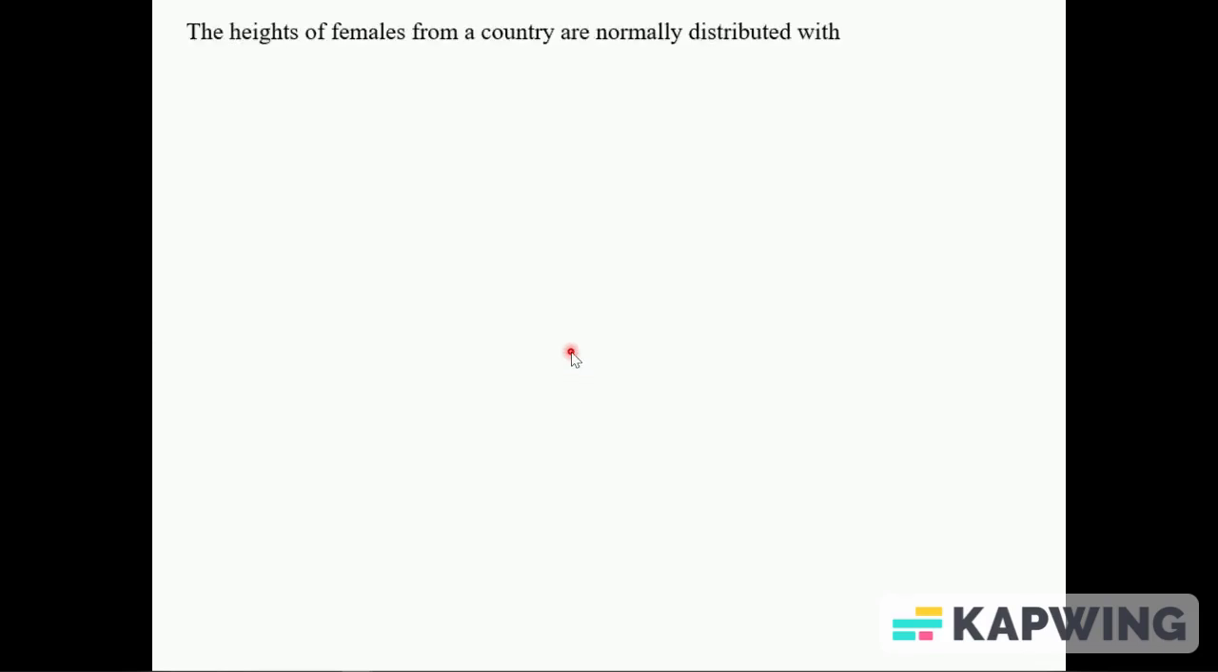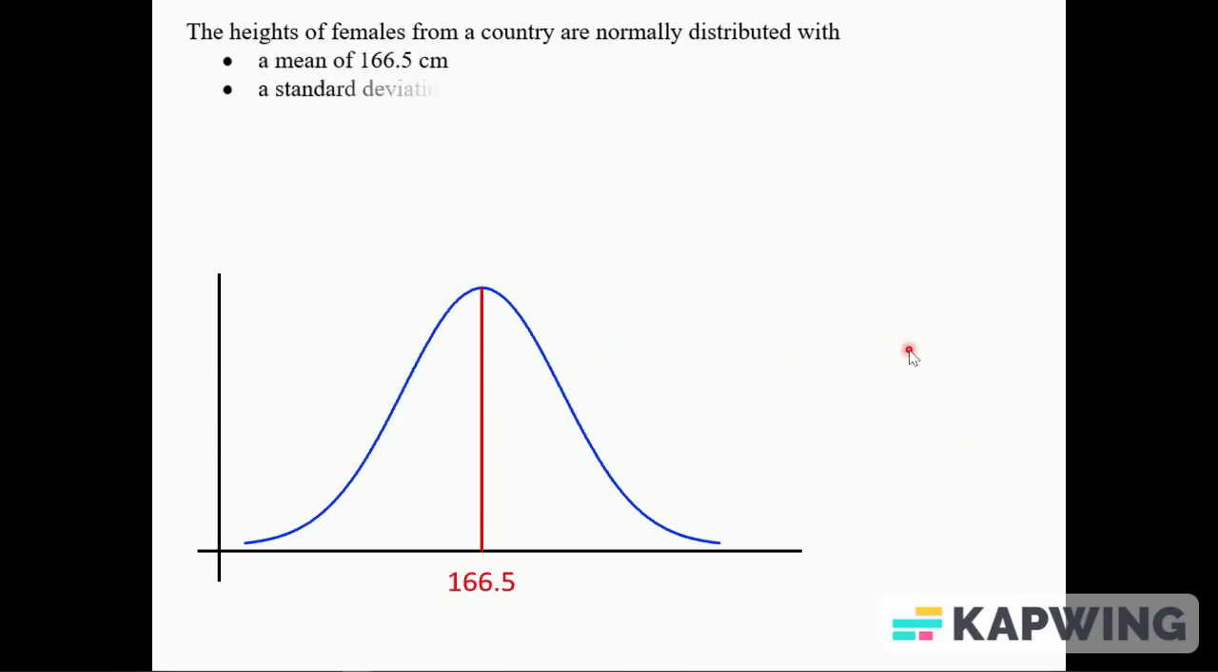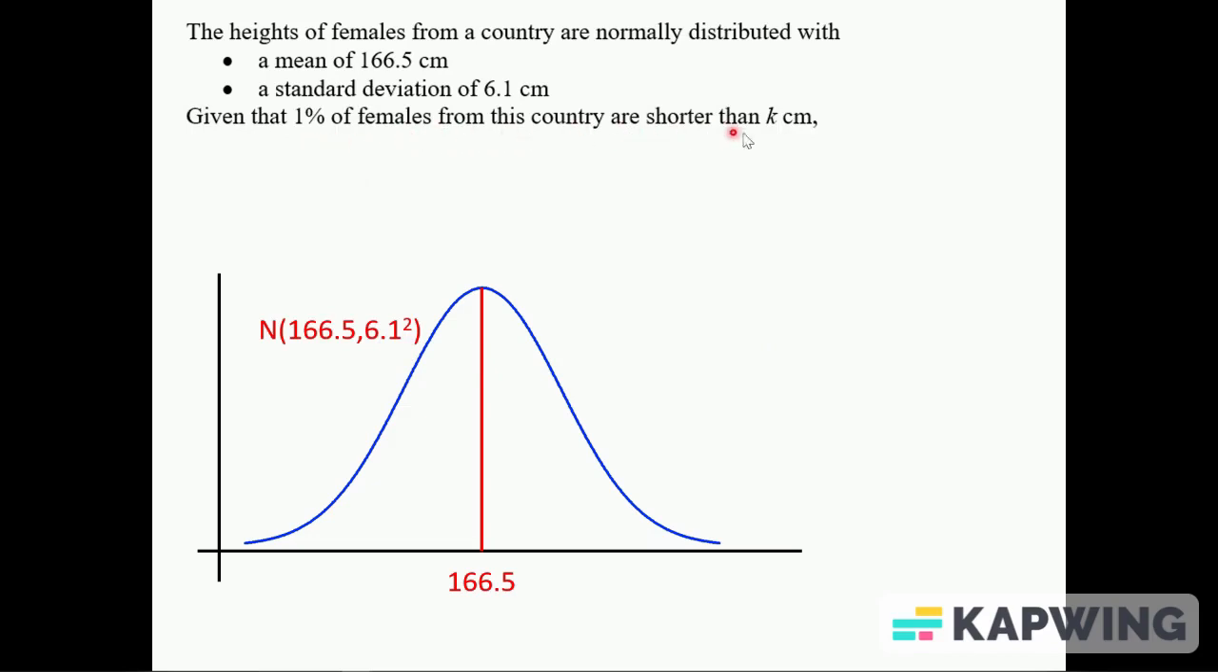There we go. Heights of females from a country are normally distributed with a mean of 166.5 and a standard deviation of 6.1. When we write that 6.1 squared, that's the variance. 1% of females are shorter than K, so K is over here, and that area is 0.01. Got to find the value of K.